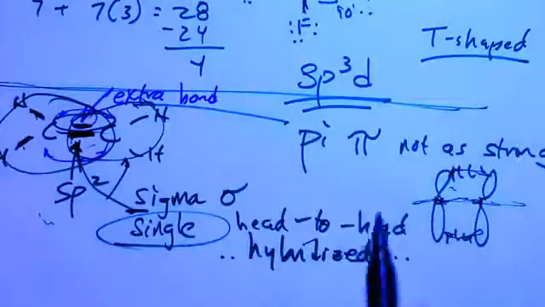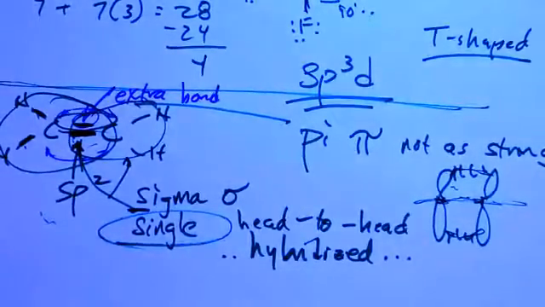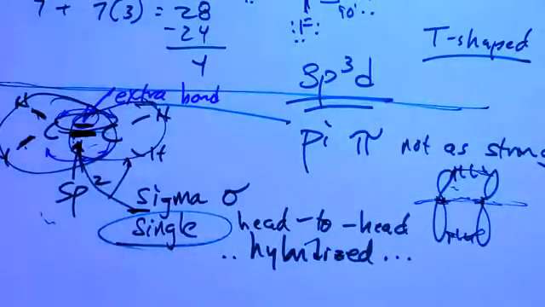These pi bonds aren't as strong. This explains something that I foreshadowed for you way back in chapter 8 when we talked about bond strength. When we talked about bond strength, we actually looked at something called bond enthalpy, and we took a look at single bond strength versus double bond strength versus triple bond strength.